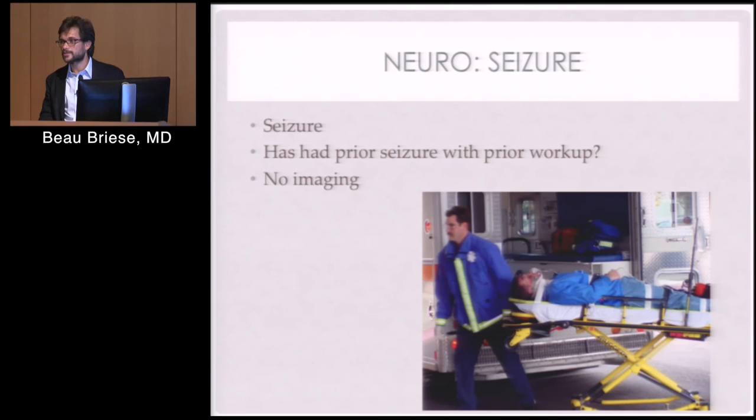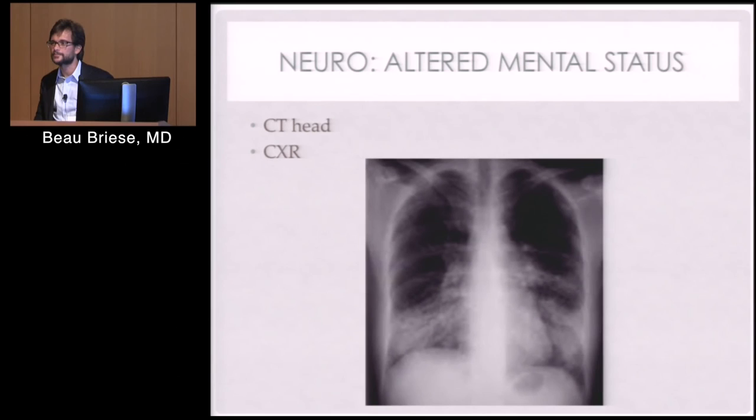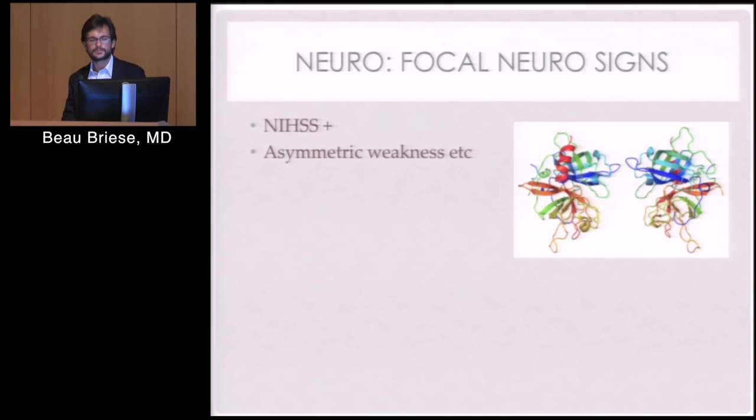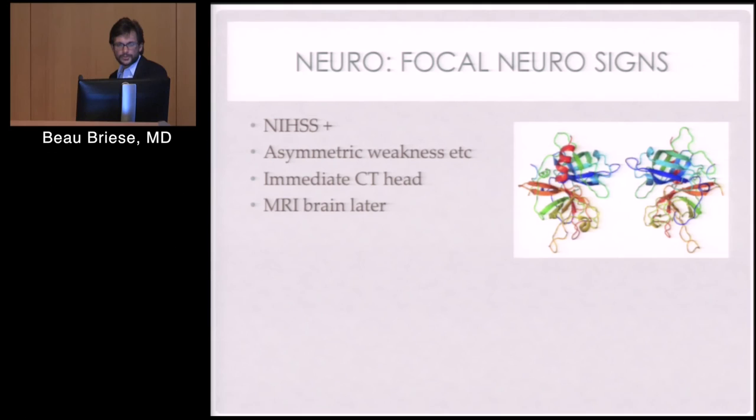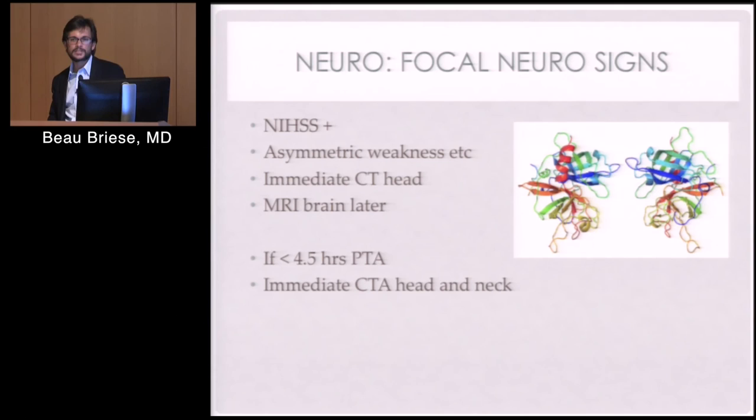Altered mental status. Don't forget the chest X-ray. Head CT is easy to remember, but chest X-ray, pneumonia, is a big cause of it. You may not hear it on exam. Focal neurologic signs, asymmetric weakness, immediate head CT, and then MRI of the brain after that. And if it's less than 4, 4.5 hours ago, consider CTAs, even if they've got some renal issues, to look for stroke because of the whole stroke guideline thing.